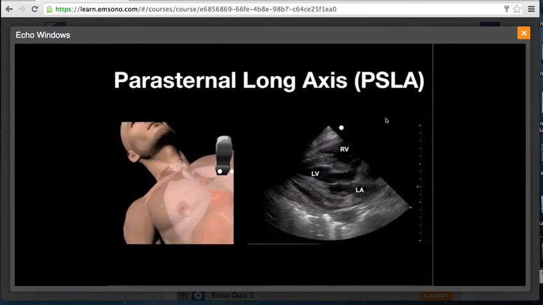Of the transthoracic windows, usually the parasternal long axis is the first one that's performed. And this is basically a long axis cut through the heart. The transducer imaging plane is from the right shoulder to the left hip. If you are in the cardiac mode, you want the indicator pointed towards the patient's right shoulder. If you're in the abdominal mode, you're going to want the indicator pointed towards the patient's left hip.